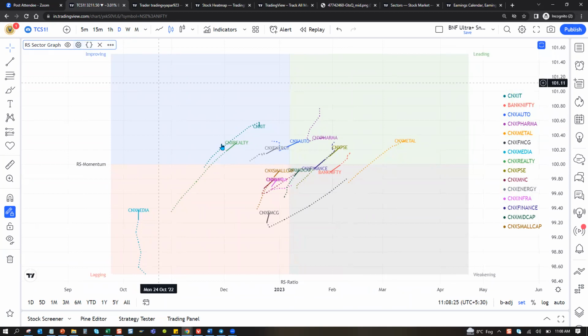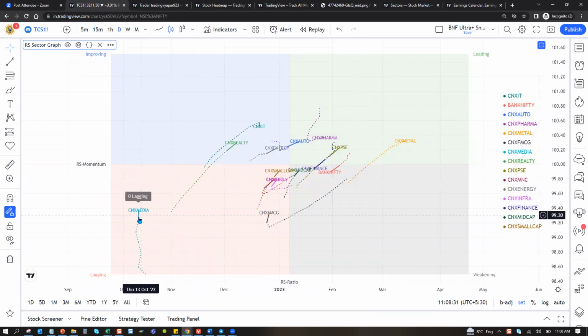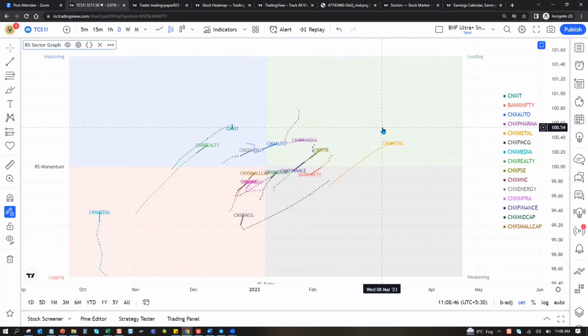And in inputs, you don't need to change anything. The dark line is current, meaning 1 day to 0 day. And the rest is the full trailing, showing how it has moved around, what its trajectory has been. Okay, so this gives a comparison of where probably the strength is in the market. It is clearly visible even to the naked eye.